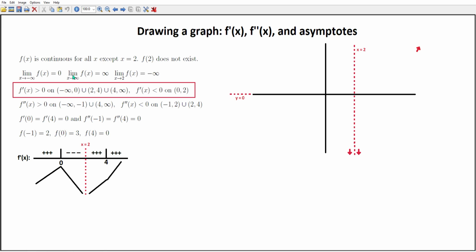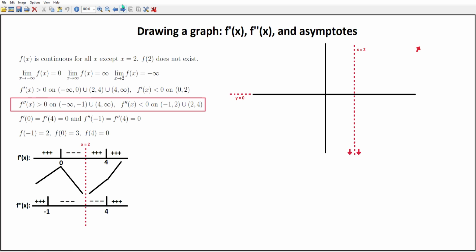Notice that we also have information that the first derivative is 0 at 0 and 4, so both 0 and 4 are critical points. 0 is a local max. 4 is a local nothing, but it is a critical point.